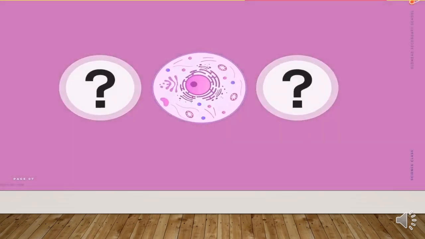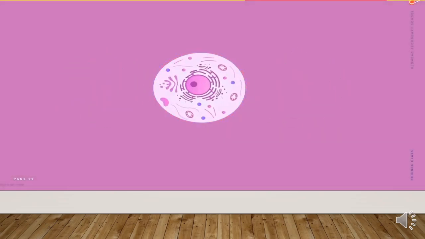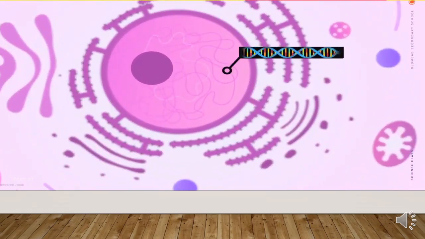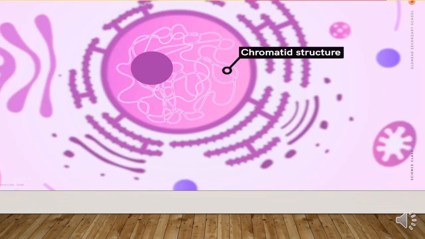We are asked to fit a thread of 1 meter in this small box. It will be easy if we simply coil the thread and place it inside. Did you know that a similar approach is taken by our cells? Let's see how. We know that the long stretch of DNA is coiled to a great extent to fit inside the tiny nucleus. This process of coiling gives rise to the chromatid structure.